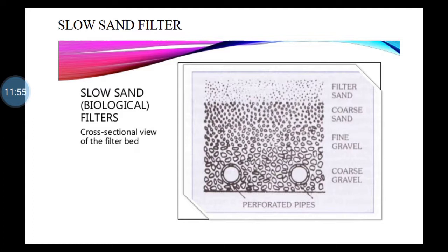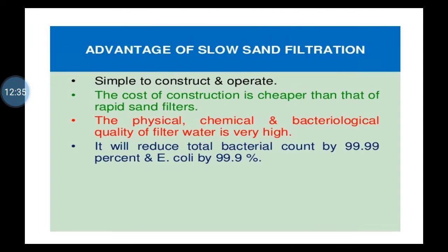Then cleaning of the filter is done. For cleaning, the top sand layer is scraped off, and this process of cleaning the filter is repeated periodically. It may be once in 6 months, for example, because the water is supplied to the community, so filtration is going on continuously. So at a period of 4 to 6 months, cleaning of the filter bed is required. So that is the construction and working of this slow sand filter.